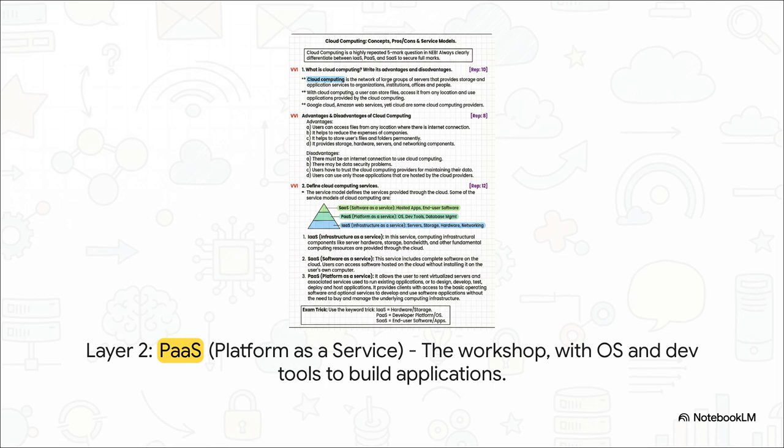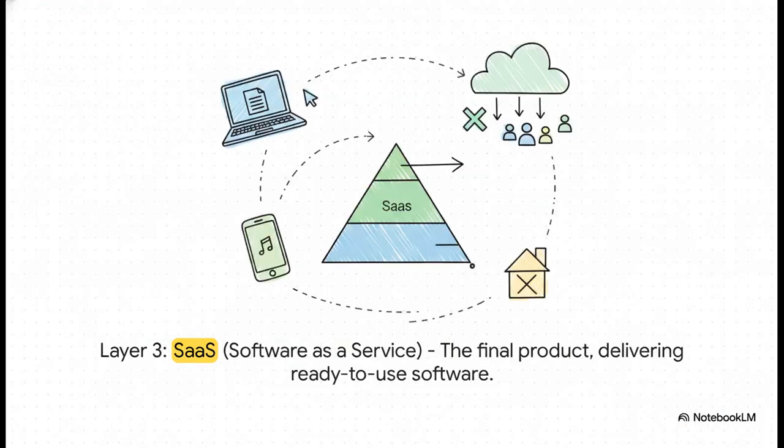Okay, moving up one level, we get to PaaS, or Platform as a Service. Now, if IaaS was just the land and bricks, PaaS is like a pre-built workshop on that land. It's got all the tools you need already set up, things like operating systems and databases. So developers can just walk in and start building their apps without having to worry about setting up the workshop itself.